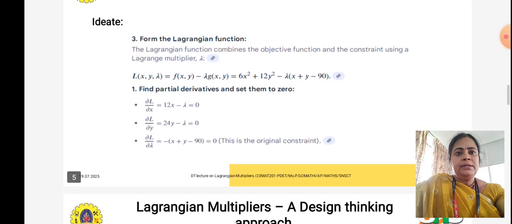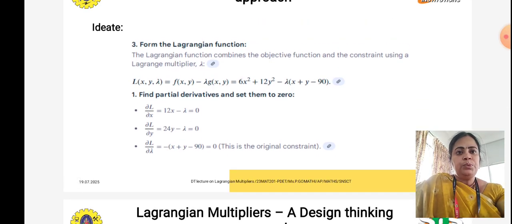For ideate, you have to form the Lagrangian equation, and the Lagrangian equation combines the objective function and the constraint by introducing a Lagrangian multiplier lambda. So here L of x comma y comma lambda equal to f of x comma y minus lambda times g of x comma y. Our f of x comma y is given by 6x square plus 12y square, minus lambda times g of x comma y, which is x plus y minus 90.